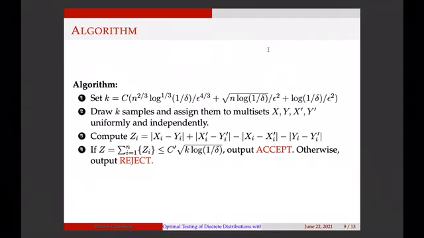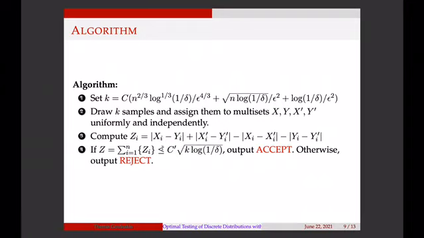Okay, so let's see what the algorithm is more precisely. We first set the value k to this quantity, which is basically the sample complexity that we're aiming for. So we draw this many samples, and we split them into 4 multisets uniformly and independently. So we draw an independent random variable, uniform with probability 1/4 for each of the sets, and split the samples in this way.